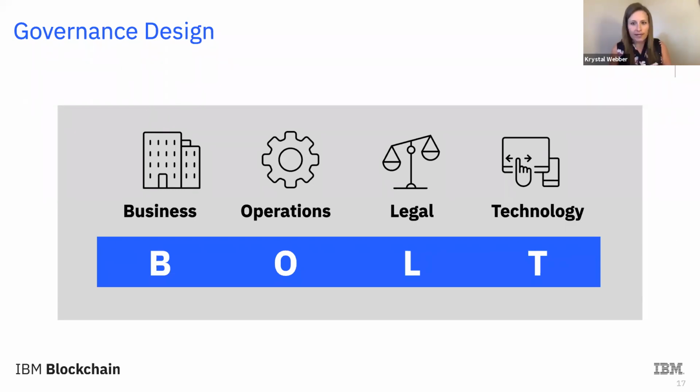Now, we cover a number of different strategic and operational factors when we work with clients around governance. And so we like to use the acronym BOLT to describe the 4 primary categories of blockchain governance. And those are business, operations, legal, and technology. So in the business domain, we're thinking about a number of things, like what we call the network intent. We are really helping networks understand, for what purpose do you exist? What are you trying to achieve in the future? What is your vision here?